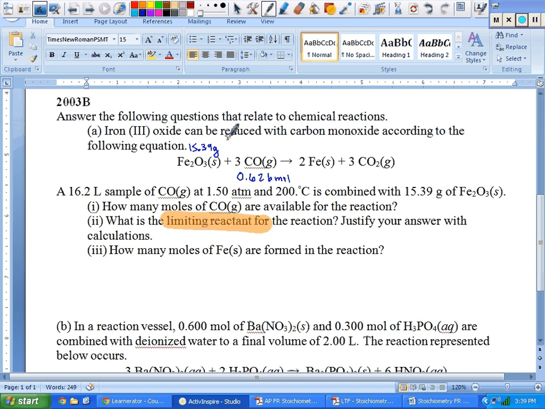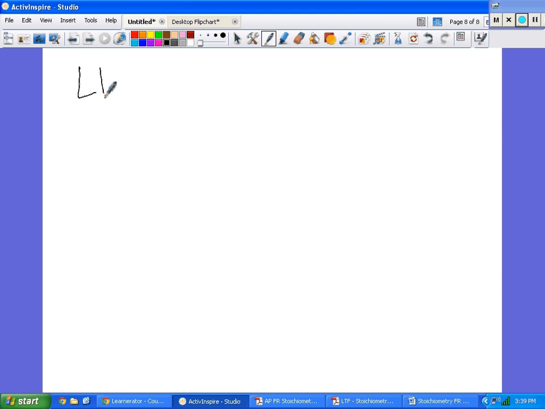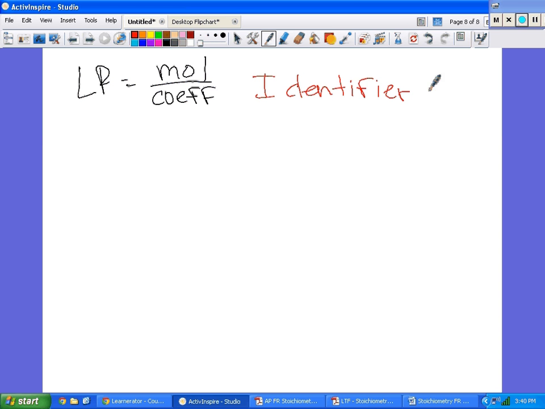Now, how did you even know that you were going to have to solve for this? Okay, remember, do you have two reactants? Do both of them have a starting amount? You're going to have to find a limiting reactant. There is a cheat for this. Remember, the cheat is limiting reactant is moles divided by the coefficient. This is only used as an identifier. What does it mean to be an identifier? You just know what it is. It's no mathematical help in stoichiometry. It's just going to show me what it is.